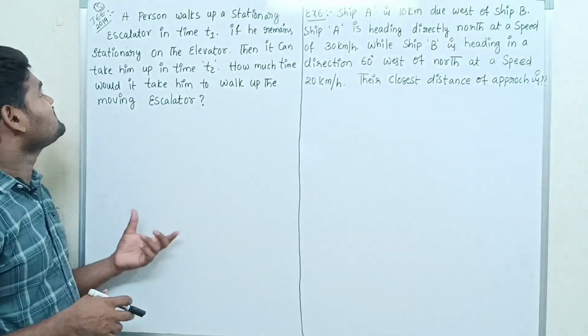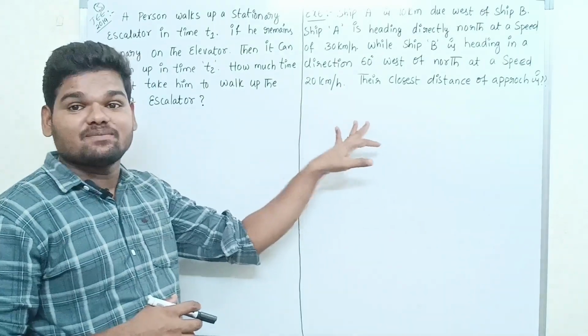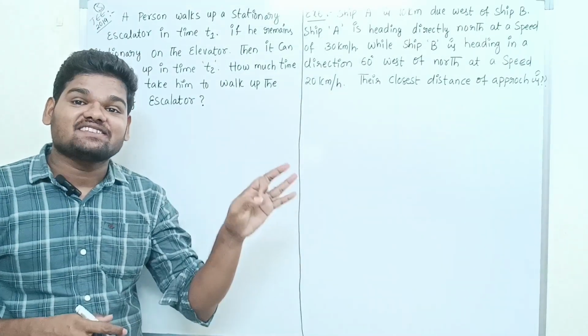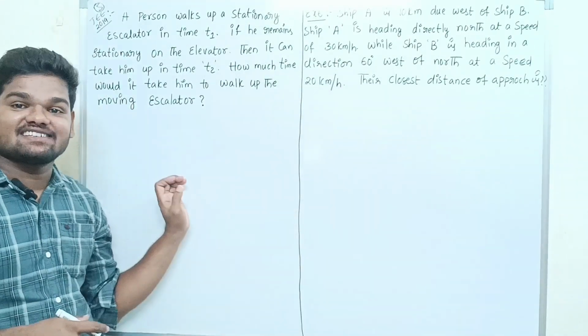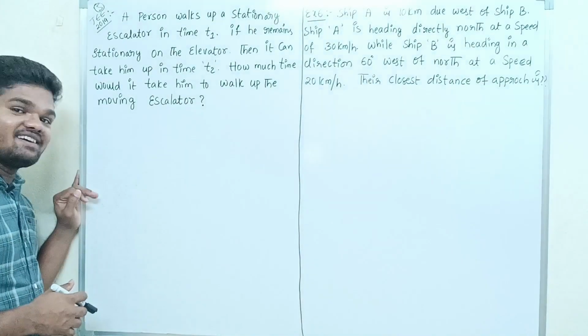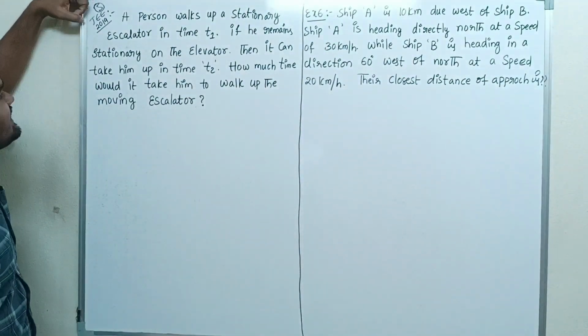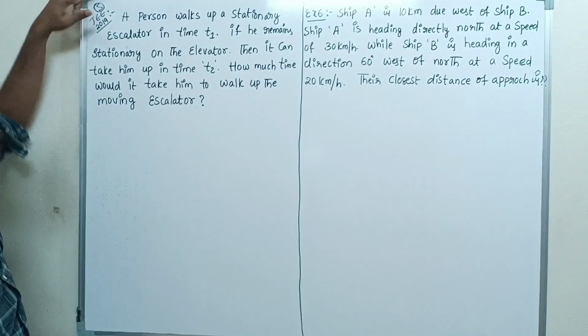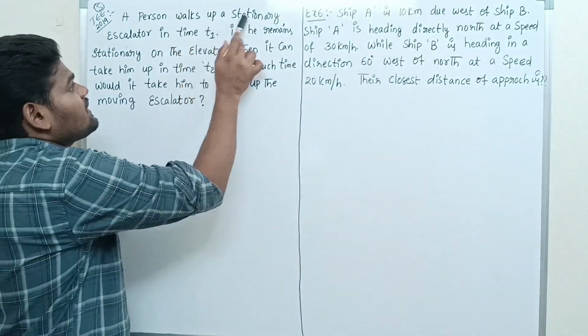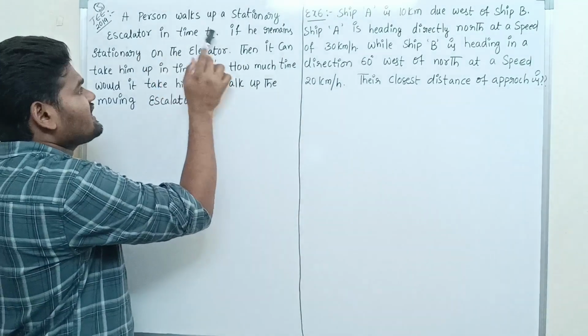Right. Have a look and just bring example number 5 and example number 6. These are the last examples of today's lecture. Okay. Are you happy? So example number 5. This is a JEE Mains 2019 question. So what is given, have a look. A person walks up a stationary escalator in a time t1.